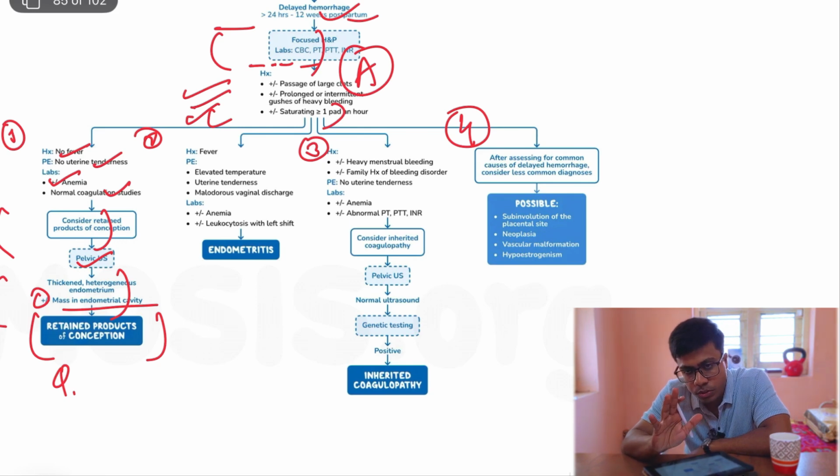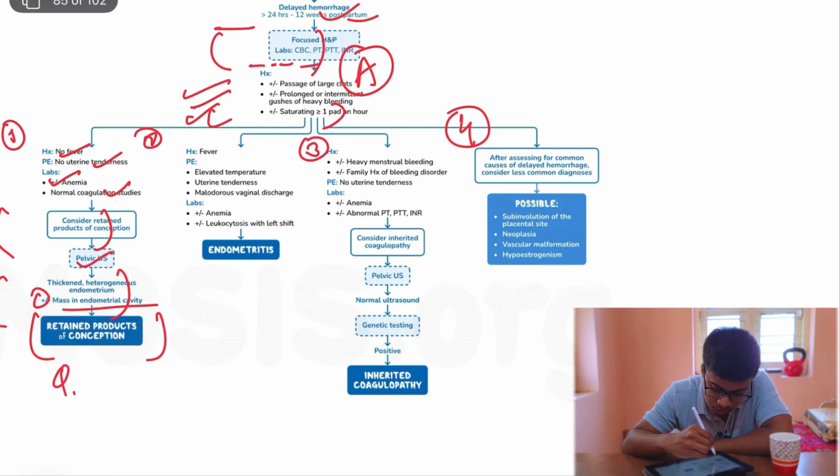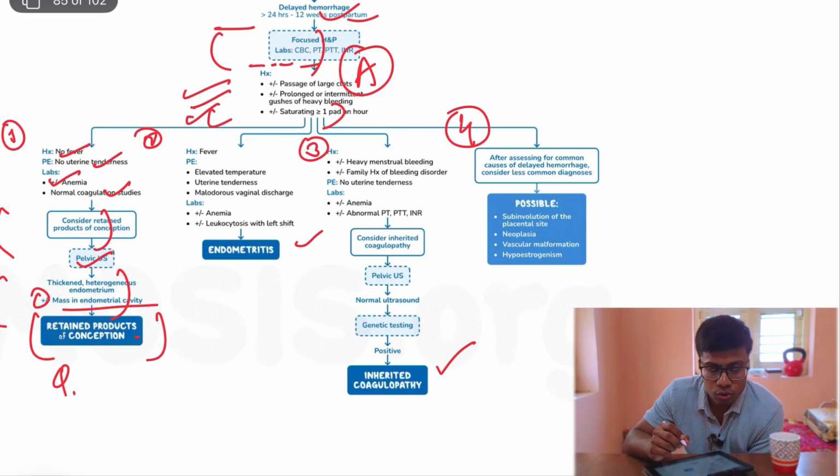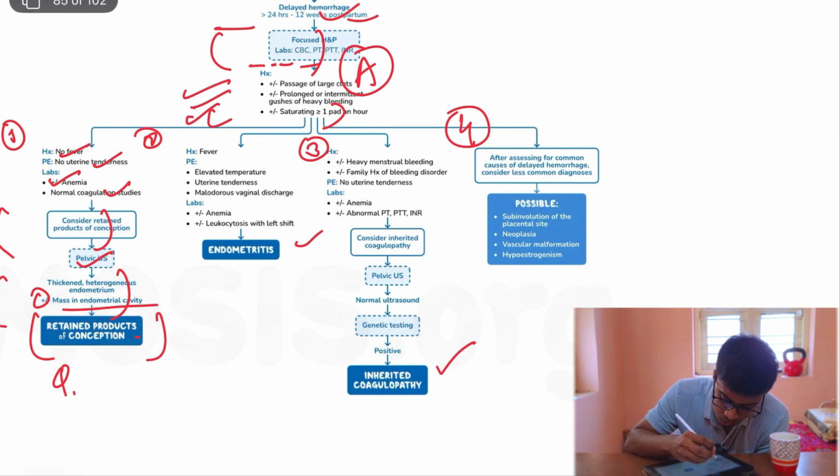Questions are asked with options like retained products of conception, endometritis, inherited coagulopathy, another option, and they ask a postpartum hemorrhage case. So you should be ready to answer these questions very well. That's why I'm doing this approach in this lecture. Now, if fever is there and physical examination shows elevated temperature, uterine tenderness, and malodorous vaginal discharge, the labs should be done.